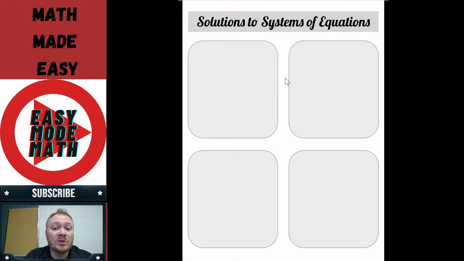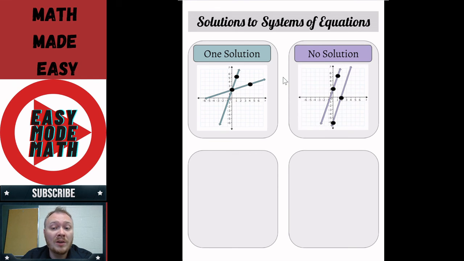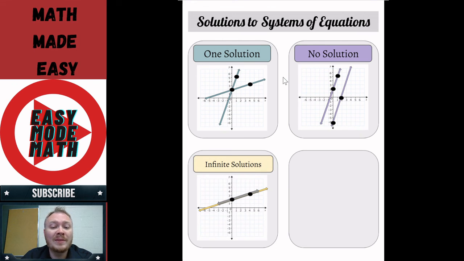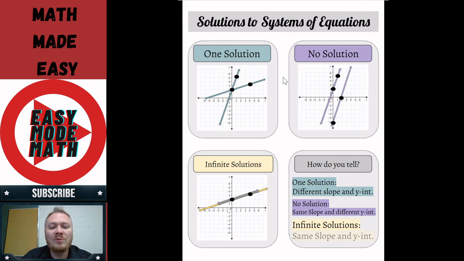Those would be our two special cases. To wrap up our solutions to systems of equations, we can have one solution, and that's where those two lines cross nicely at one point. We can have no solution, where the lines are parallel and they don't have a point in common. We can have infinite solutions, where they end up being the same line. So how do you tell? One solution is going to have a different slope and a different y-intercept if you're looking at the equations. No solution is going to have the same slope every time, but a different y-intercept. And infinite solutions will have the same for both if it's simplified.